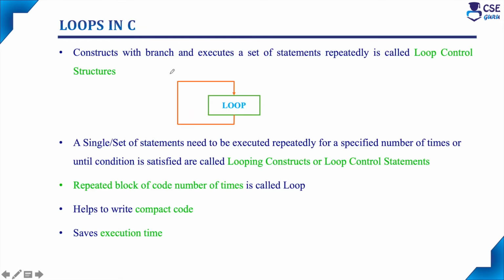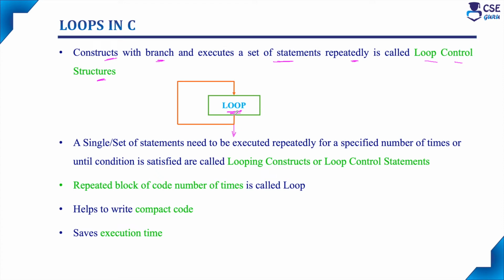So loops are nothing but constructs that branch and execute a set of statements repeatedly. Any statement, either a single statement or multiple statements, if you want to execute the statements repeatedly, in that situation we can use looping statements. So that is nothing but loop control structures. You can use any set of statements here with the help of any looping construct, and that will execute repeatedly until a condition is satisfied. So if the condition fails, control will come out of the loop.